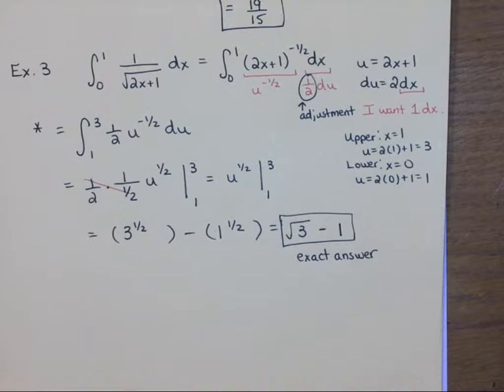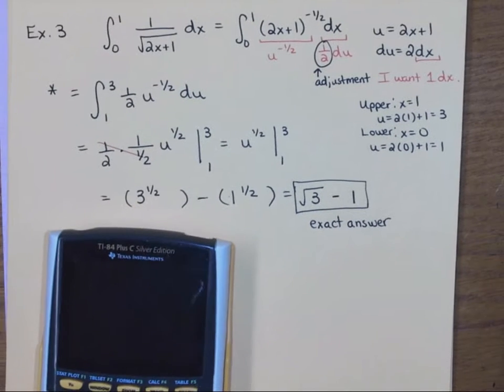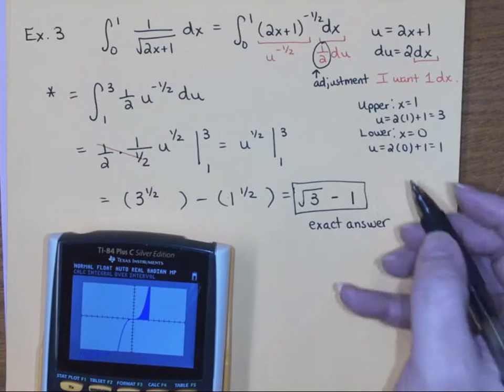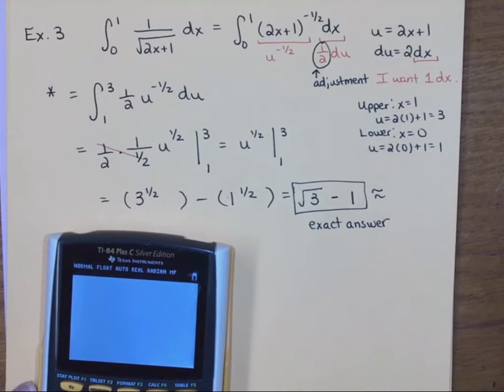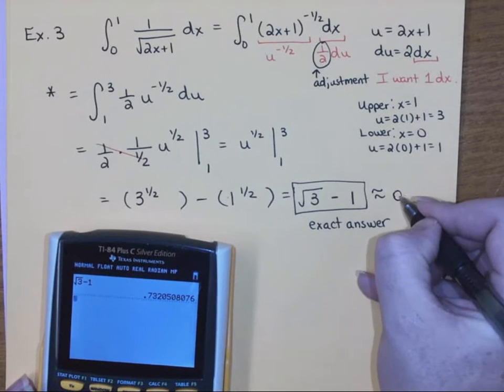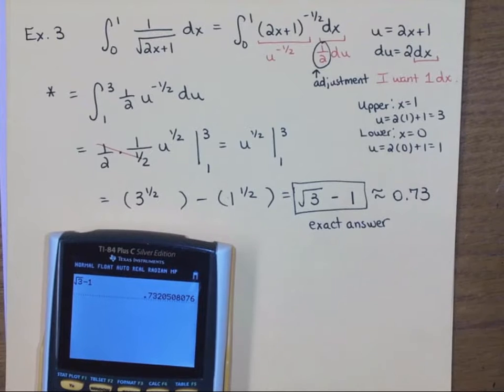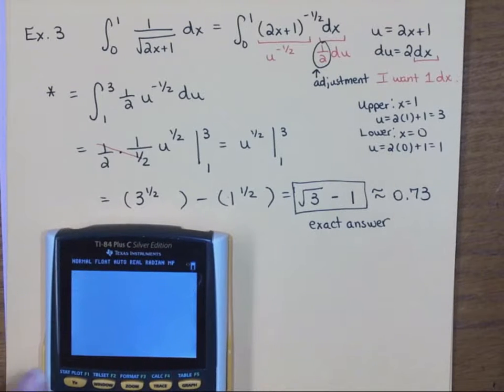Okay, so use the exact answer when you can, but when you go to check it on the calculator, you will need to kind of know what this is. So let's just see what square root of 3 minus 1 is. Notice this is supposed to be like 0.73. Okay, so let's check it on the calculator and see.